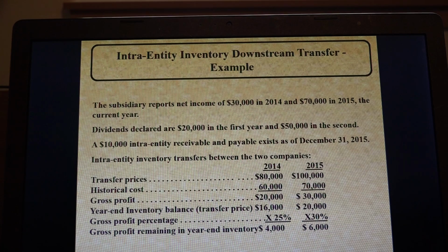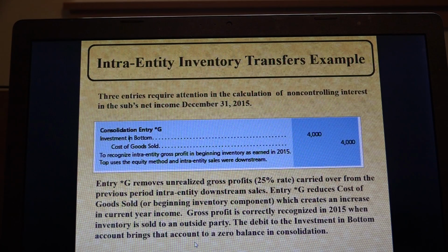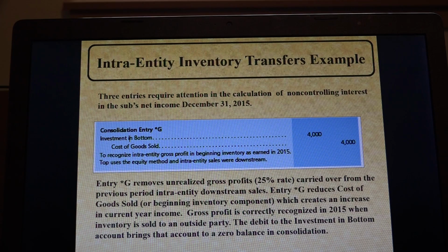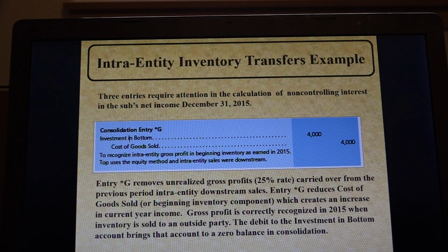Just like we've seen in the past in this earlier chapter, we've got to deal with this. Well, how do we deal with this? Well, this is a downstream sale, and so the controlling interest is not affected. Bottom is not affected. The only thing that is affected is Top's records. And again, they're using the equity method here.